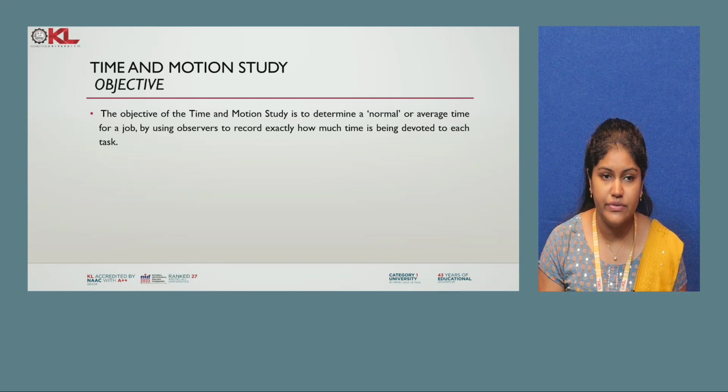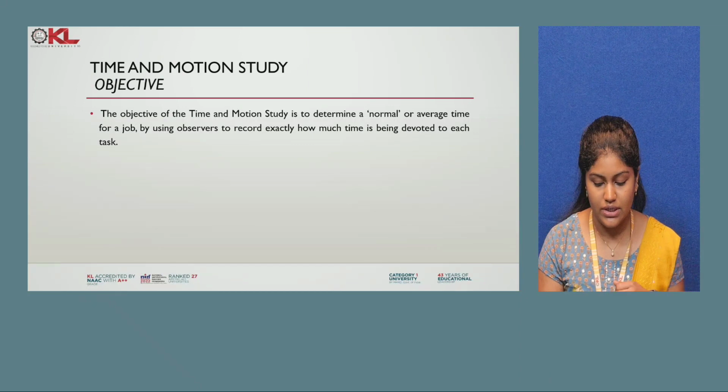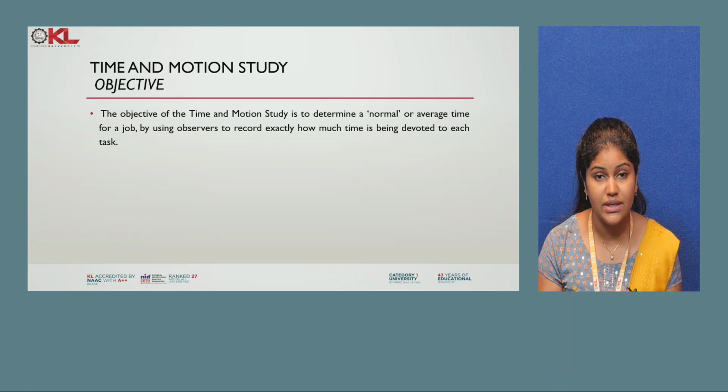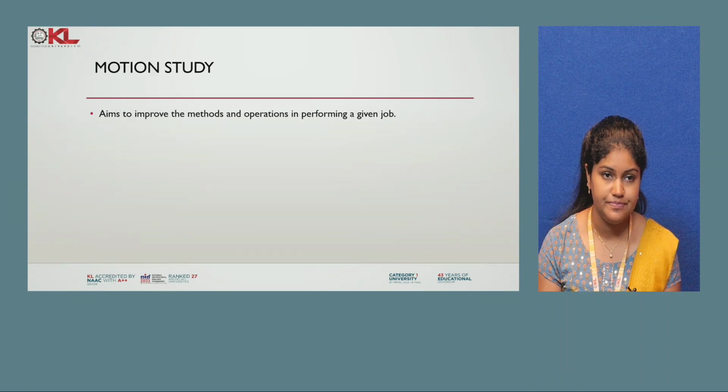The objective of the time and motion study is to determine a normal or average time for a job by using observers to record exactly how much time is being devoted to each task. So we have to determine a normal or average time for a particular task by using observers, and record exactly how much time is devoted to it. We have to analyze whether that time is sufficient, or more time is required, or we had taken more time for that particular task.